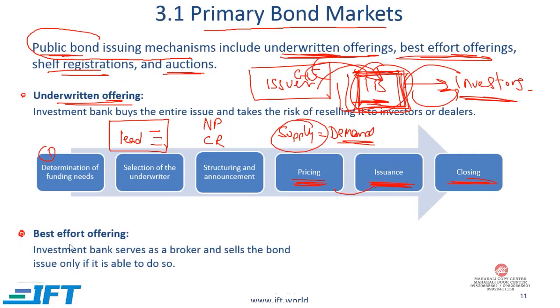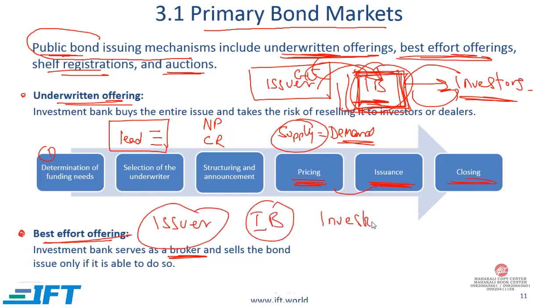Another mechanism is a best effort offering. Here, the investment bank simply serves as a broker and sells the bond issue only if it is able to do so. Again, we have the issuer, the investment bank, and investors, but the risk here is with the issuer, because all the investment bank is saying is that it will help the issuer find the investors. If the investors are not that interested, then obviously the price is going to be low and the issuer will not be able to raise enough funds.